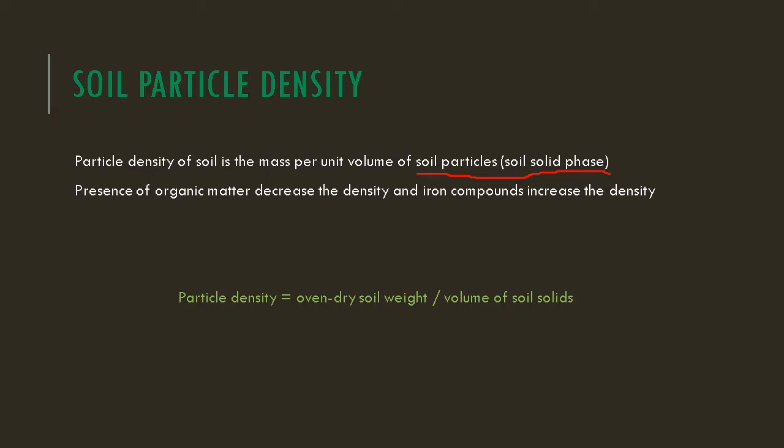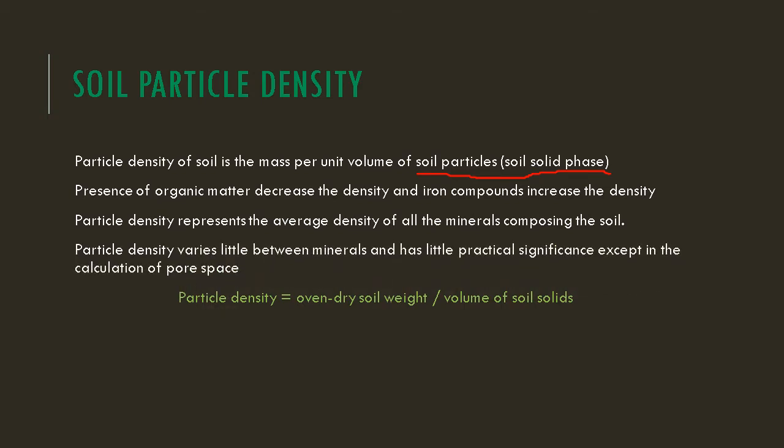And when organic matter is a constituent of a particular soil, then that means the mass of that particular soil is going to be less compared to the other soil that has iron compounds in it. And that's why presence of organic matter, therefore, decreases the soil particle density of a particular soil. Particle density represents the average density of all minerals in the soil. It is very important for you to know, because we have said we get the mass per unit volume of the solid phase.